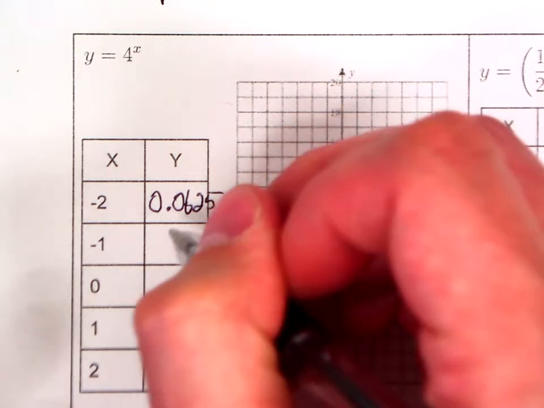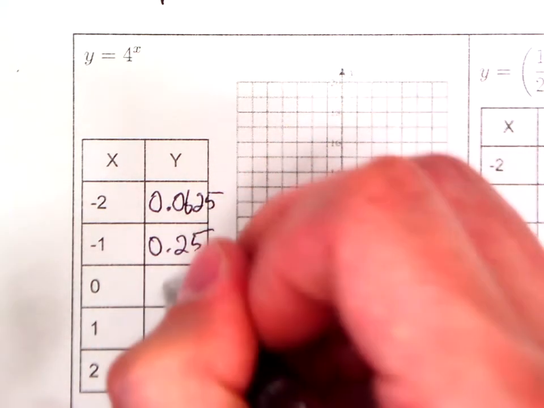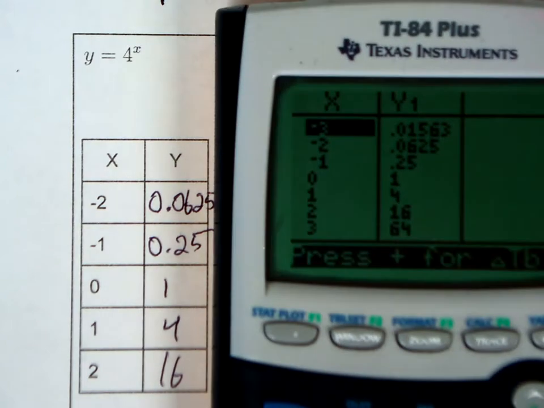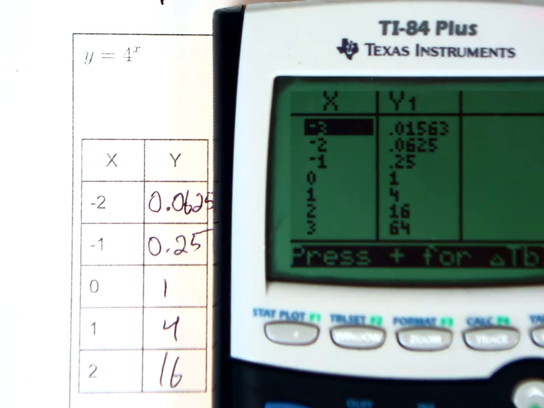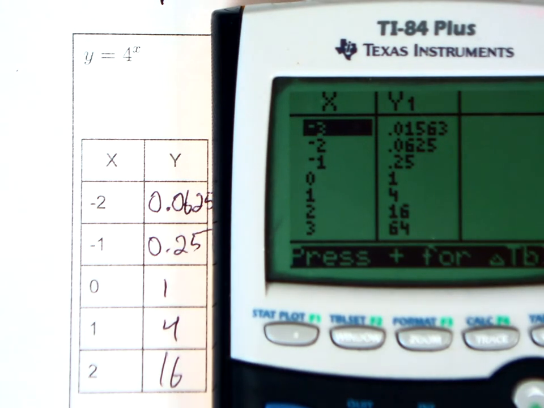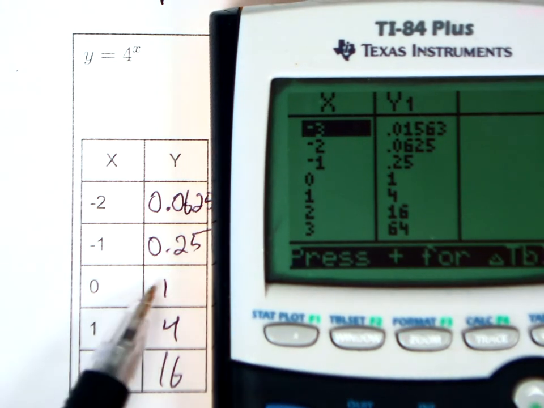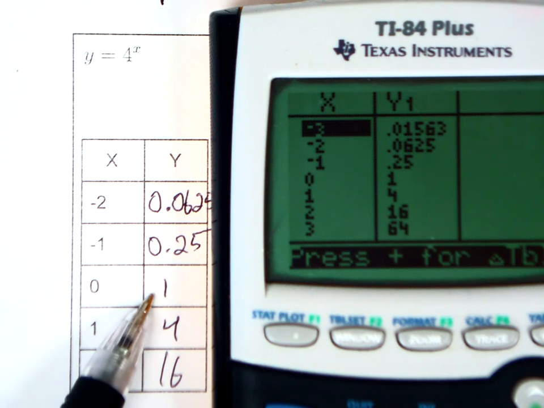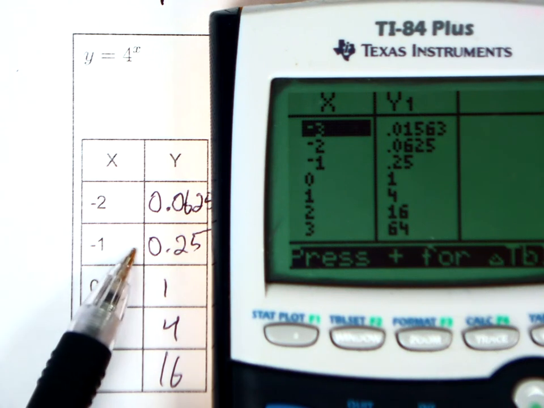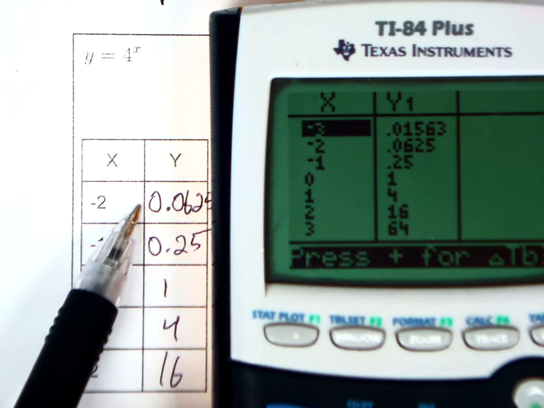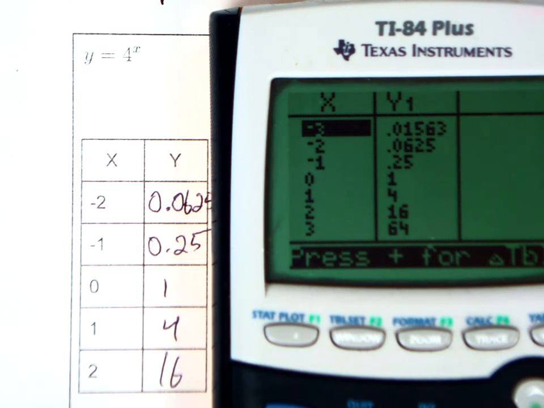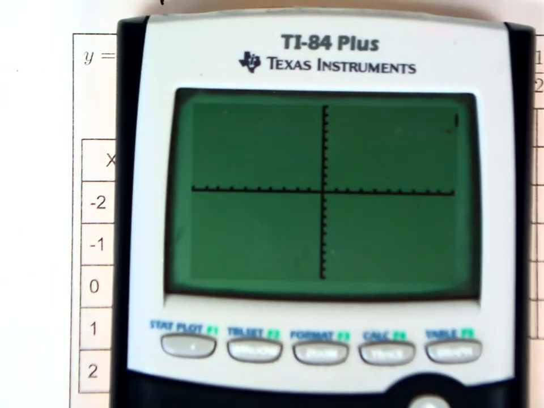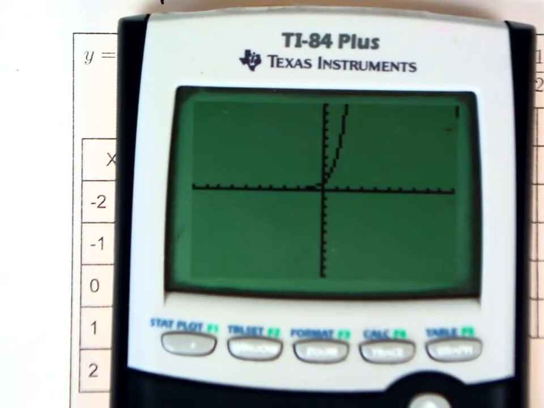0.0625, 0.25, 1, 4, and 16. Notice the calculator gives you these values, but you could use the same technique that we used above. We start at 1 times 4 times 4. And as we go to the left, notice we divide by 4. This is the same thing as 1/4 and 1/16. Some people prefer the calculator method. Either way is fine. If we press graph, it'll show us a general picture of what our graph should look like.